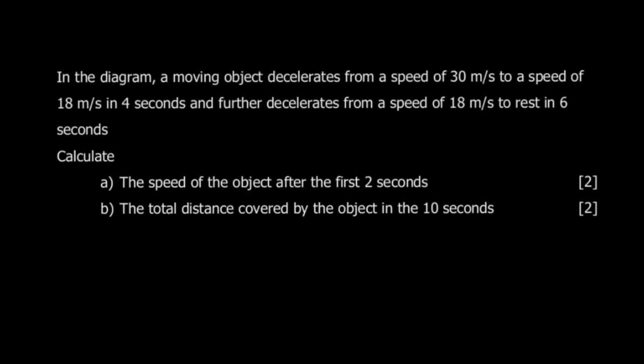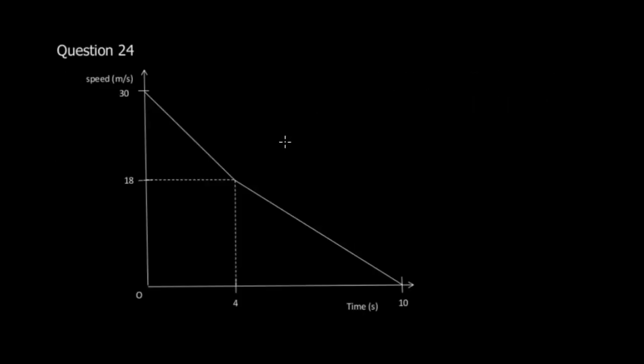The second part says find the total distance covered in the 10 seconds. So 10 seconds means everything. For a speed time graph, gradient means acceleration. The area under the graph means what? It means distance, for a speed time graph. If you're given a different graph, it's different things. So here we're finding the area under the graph, and we're going to split this into 2 shapes.